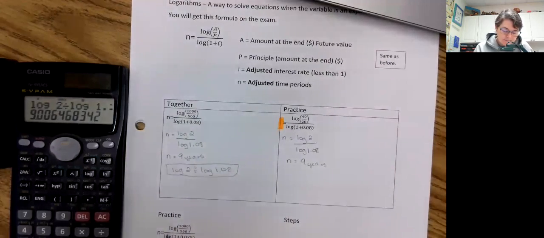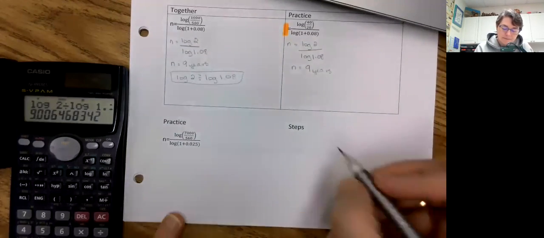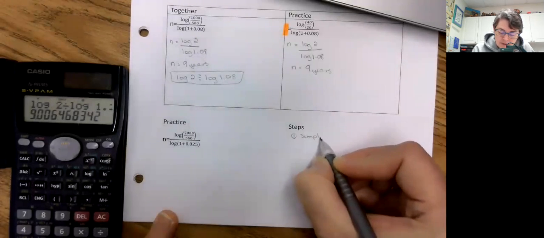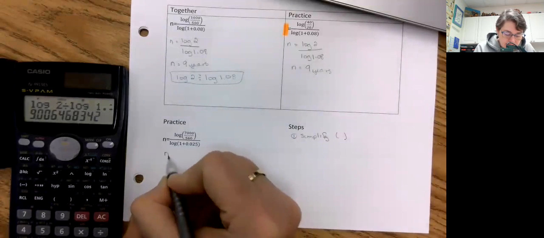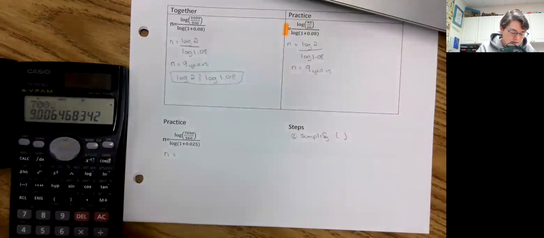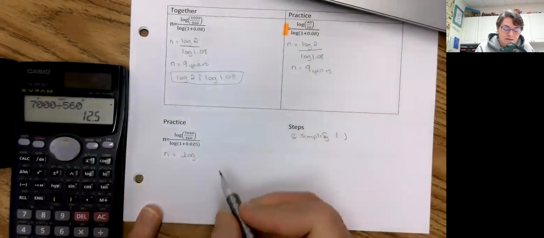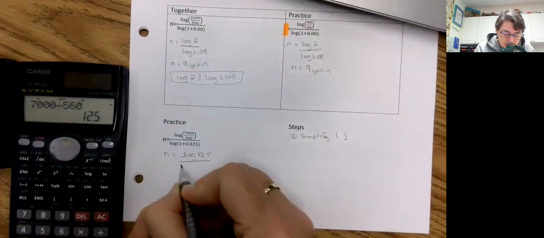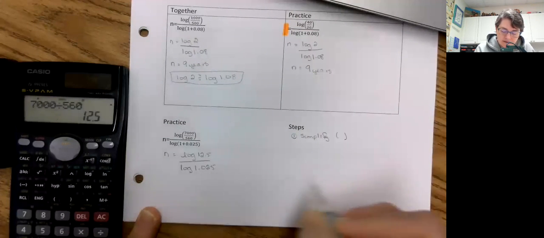All right, let's do this one at the bottom. We'll write the steps in. This is a little weird. So simplify the brackets. So 7,000 divided by 560. So it's going to be log, don't lose the words, they're important, 12.5 divided by log 1.025.